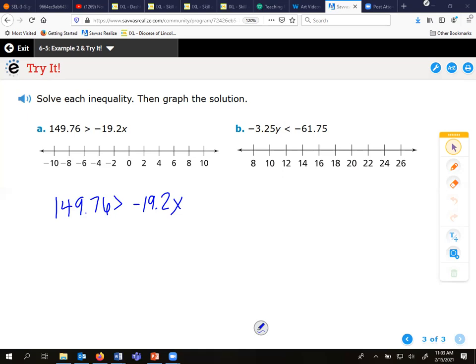What's my inverse here that I'm going to use to get rid of the negative 19.2? This is negative 19.2 times x. So what's the inverse of multiplying? What's the opposite? Division. So we're going to divide by negative 19.2. And because we're short on time, I want to make sure we get through this, so I'm just going to use a calculator real fast.